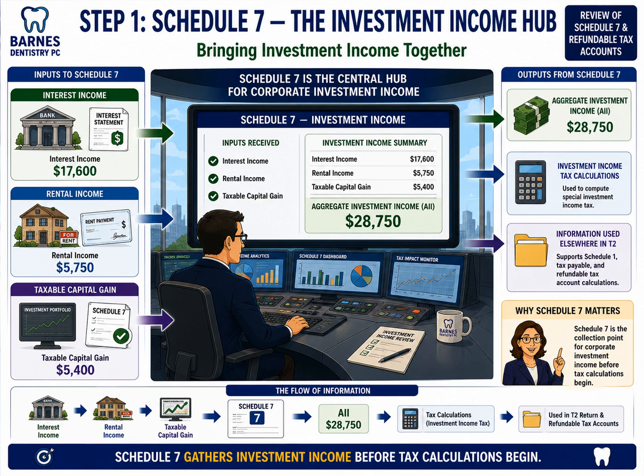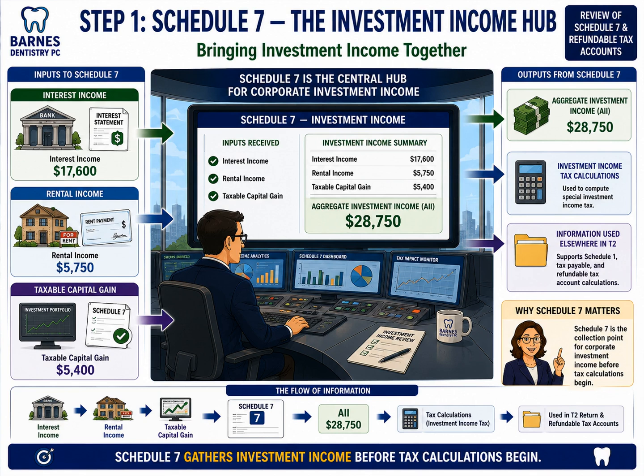Let's begin on the left side of the slide. Notice the three major sources of investment income flowing towards Schedule 7. The first source is interest income. In the Barnes Dentistry case, the corporation earned $17,600 of interest income. This income may have come from bank deposits, guaranteed investment certificates, bonds, or other interest-bearing investments.